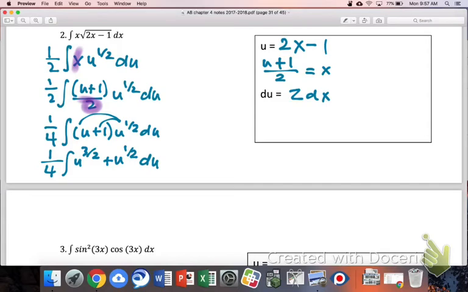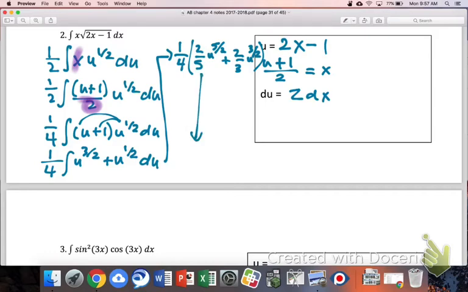So here we go. I'll come up here. So when I do that, I end up with 1/4 times 2/5 u to the 5/2 plus 2/3 u to the 3/2. Sorry, I kind of ran out of room there. And then my final step would be to plug back the 2x minus 1 back in for u.